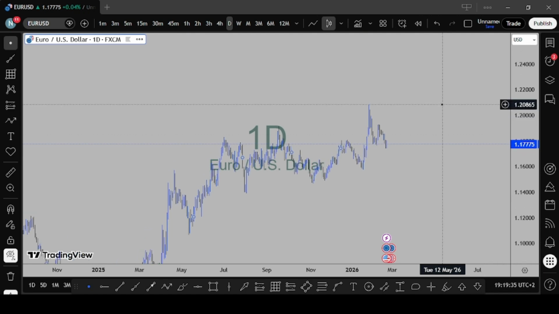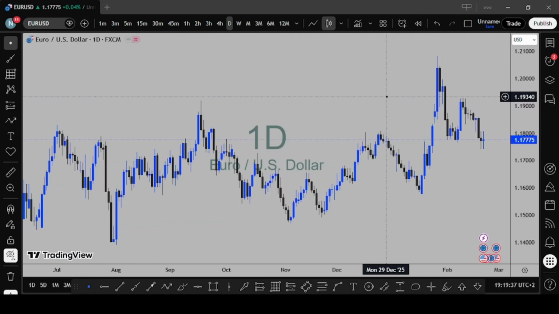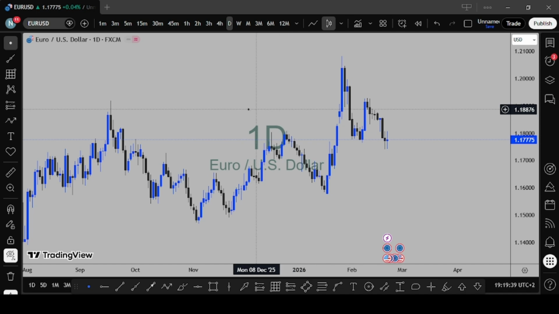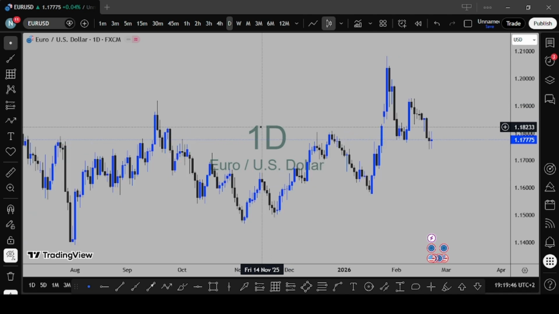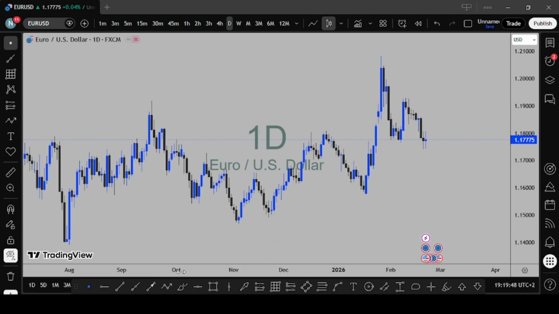But if you see how it really moves, it looks so complicated. In my next video, we will talk about market structure on an advanced level.